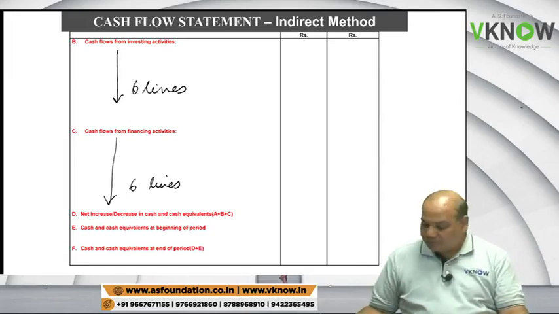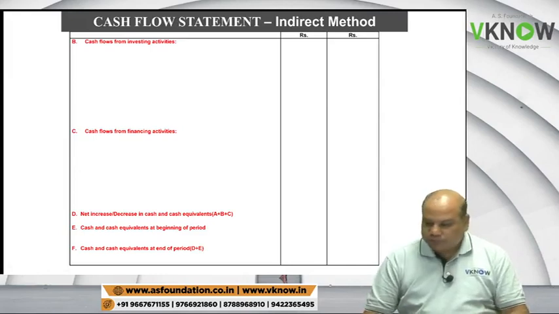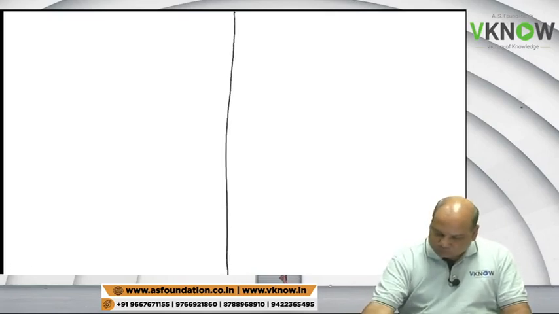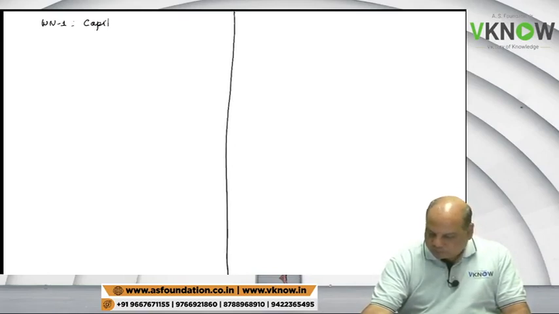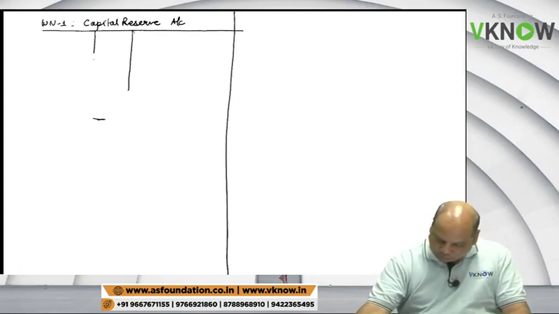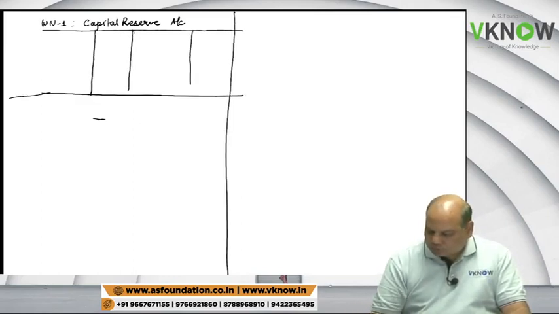So we'll prepare some working notes. Write down working notes. Working note 1, capital reserve account. About 6 lines.